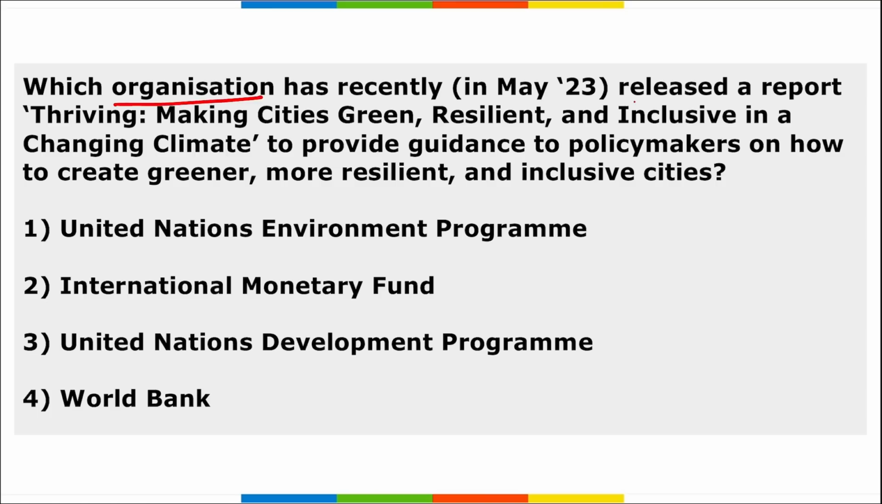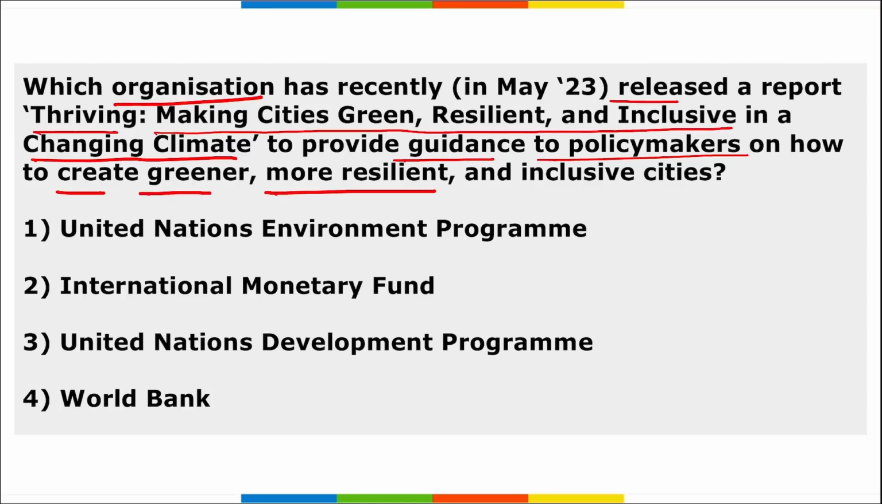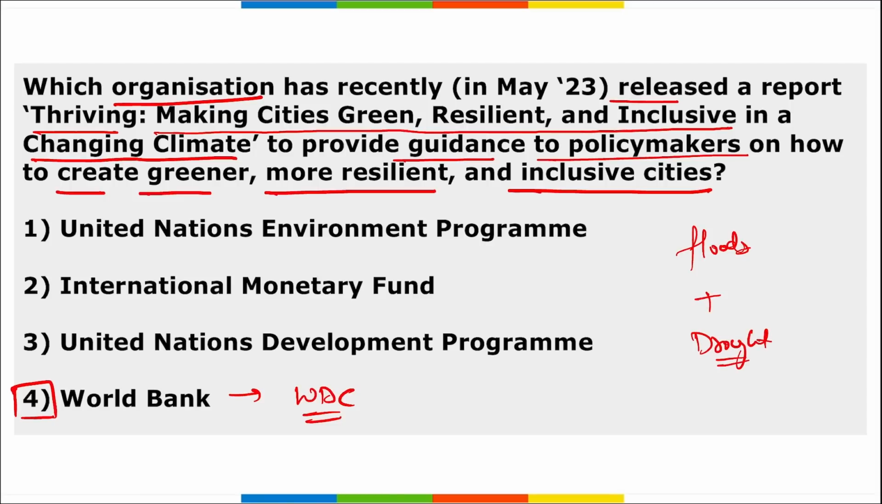Next, which organization released a report, Thriving, Making Cities Green, Resilient and Inclusive in Changing Climate, to provide guidance to policymakers on how to create greener, more resilient and inclusive cities? So this report was released by World Bank, headquarters of which is in Washington DC. According to them, this report stated that we need a large amount of money in order to address climate change, right? And we have seen that with change in temperature, various cities, or we can say various countries also, are facing floods and droughts.